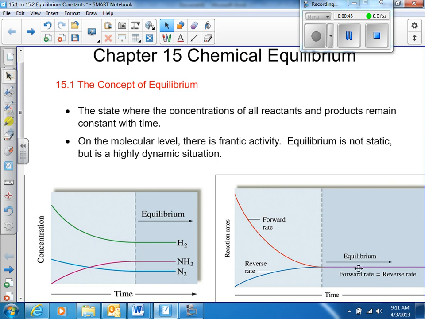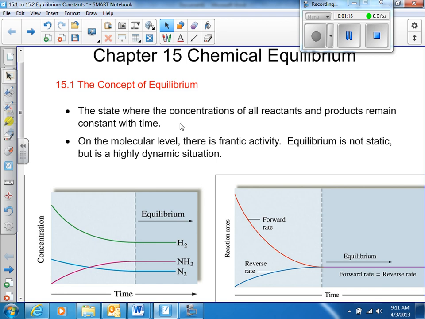Same thing here. We're at equilibrium right through here because the rates, this is a different type of curve, rates versus time. The rates are constant, therefore we are at equilibrium. And the forward rate and the reverse rate, notice they are equal. This is always true at equilibrium. The forward and reverse rate are equal. We learned that in kinetics.